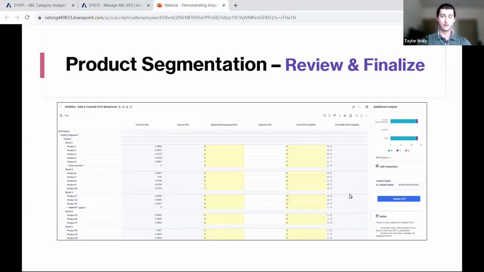Similarly, there is the review and finalization for the XYZ page. Here you're able to view the system recommendations purely based off of the coefficient of variance, as well as make overrides or adjustments on a personal basis, and then finalize it with the update XYZ process there.